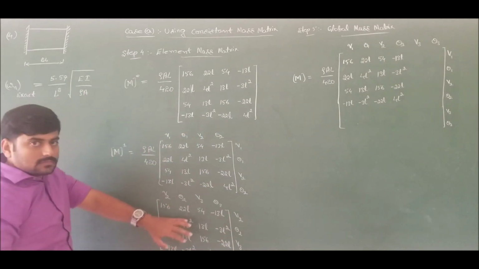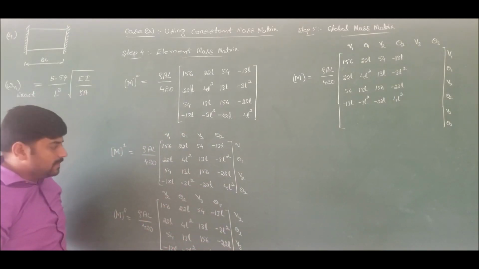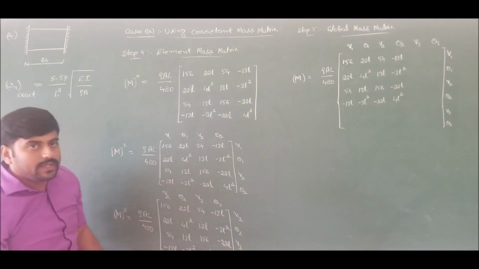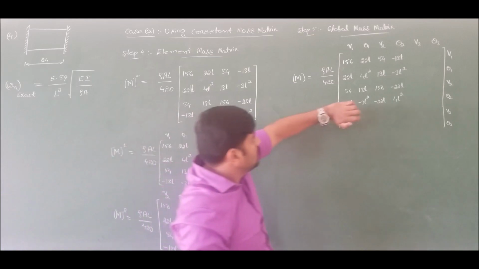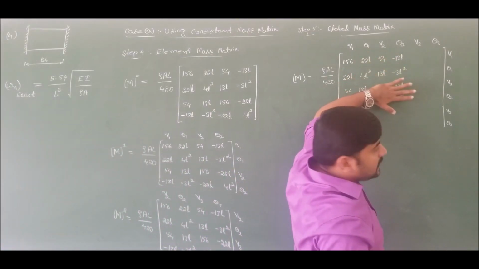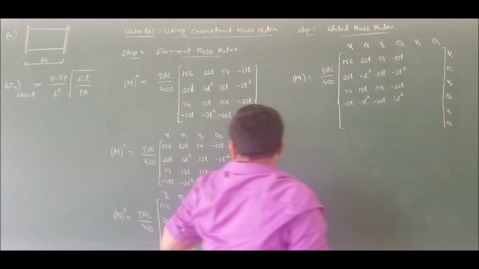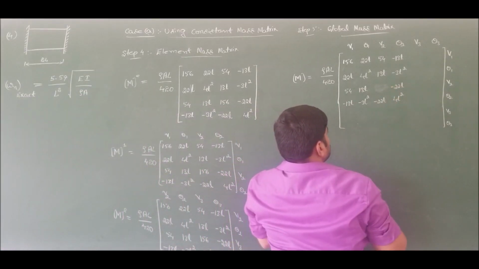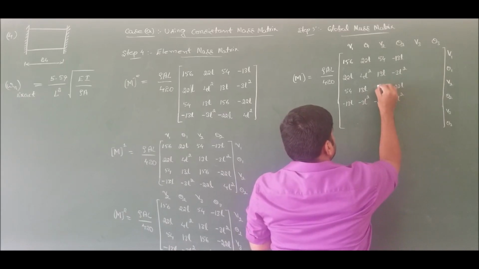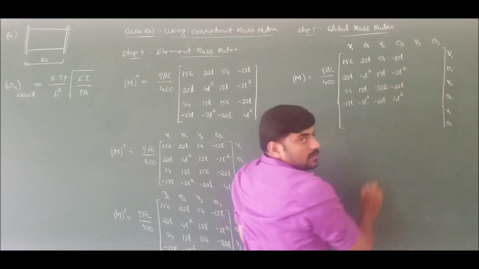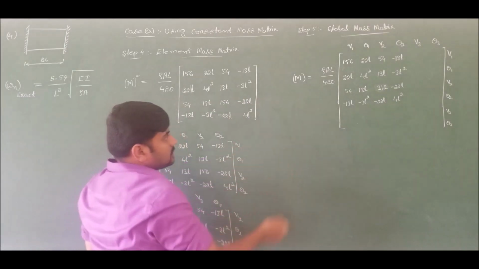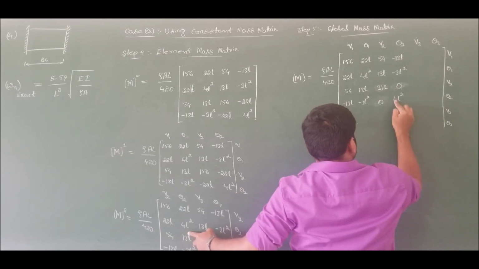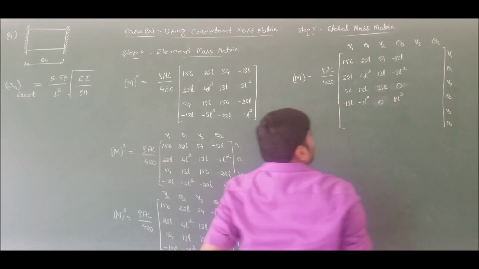Coming to element 2, let us pick 4 elements at a time. So if I pick these 4 elements, the order will be V2 theta 2 cross V2 theta 2. So if I pick and place V2 theta 2 cross V2 theta 2, it overlaps. So adding 156 plus 156, I will get 312, 312, adding 22 minus 22, it is 0. Here also it is 0. Coming to 4L square, I will get 8L square.